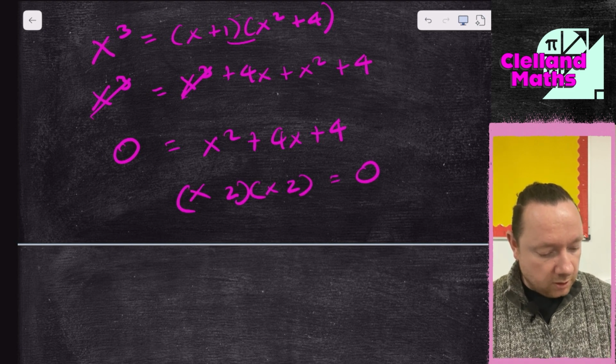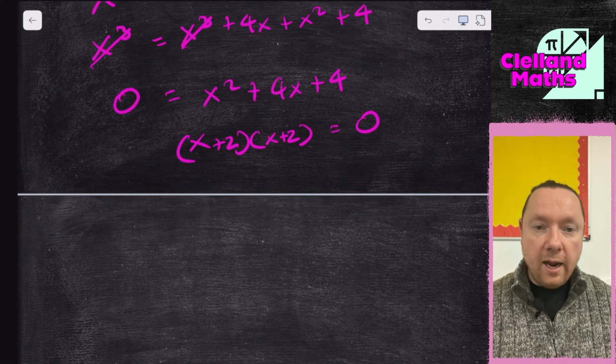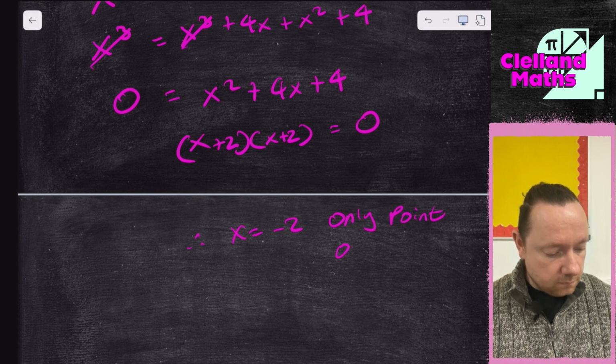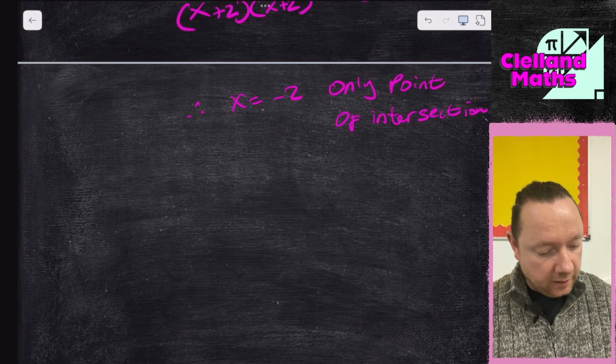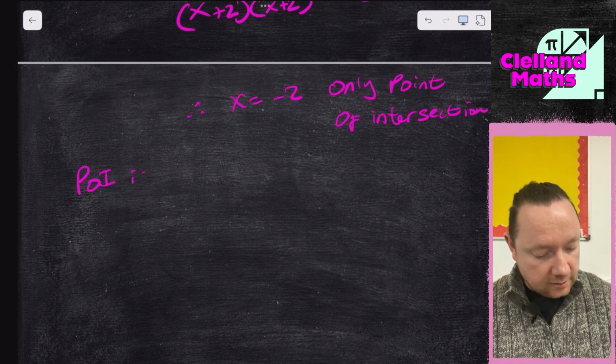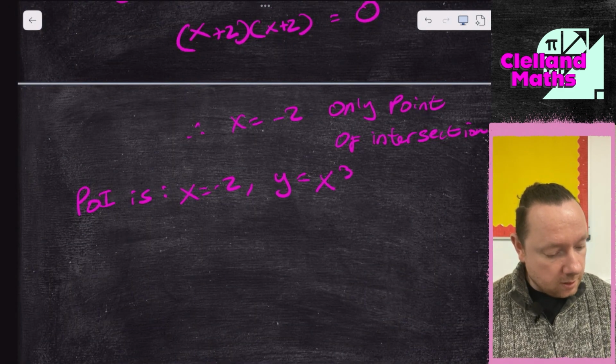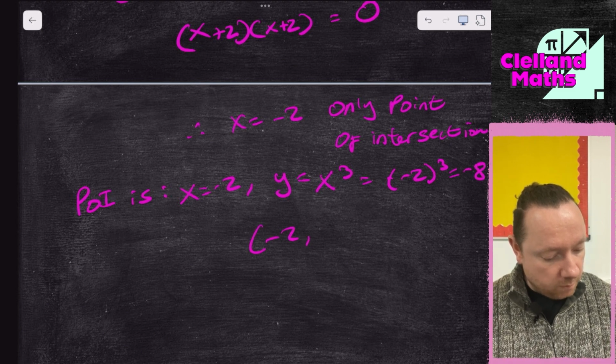Must be 2 and 2, plus and plus. And therefore, x equals minus 2 is the only point in common, or the point of intersection. Let's just find the point for the sake of completeness. The point of intersection is when x equals minus 2, y equals x cubed, which is minus 2 cubed, which is minus 8. Minus 2, minus 8 is the point of intersection, the only one.